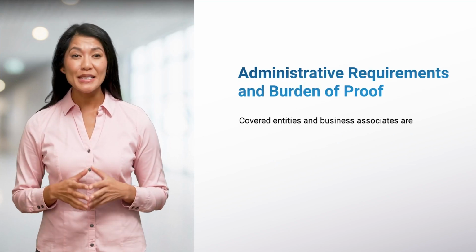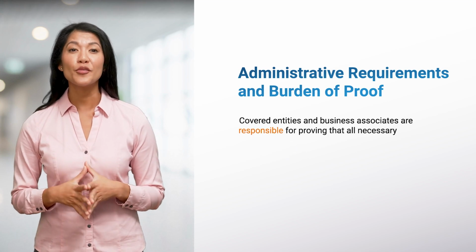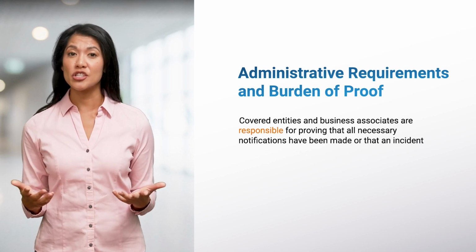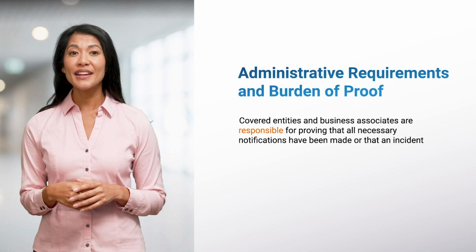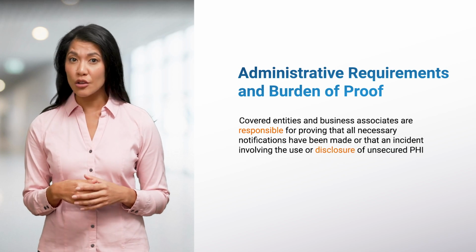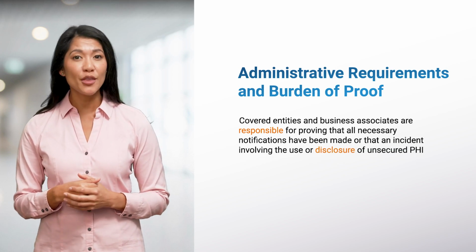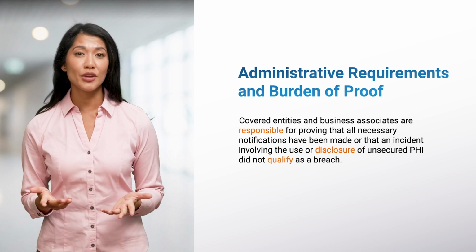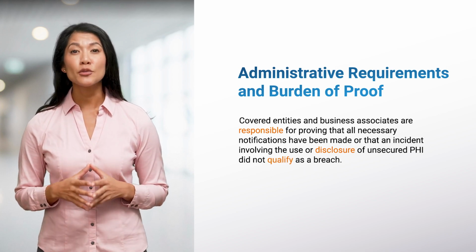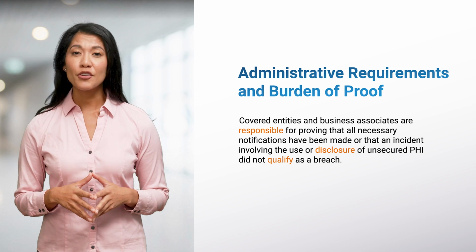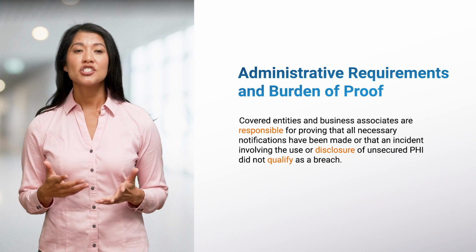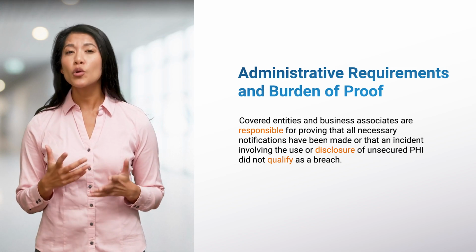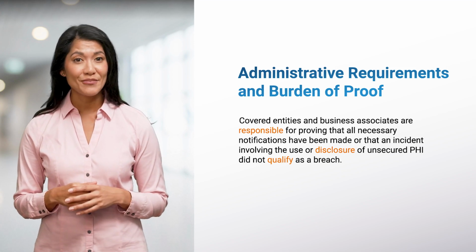Covered entities and business associates are responsible for proving that all necessary notifications have been made, or that an incident involving the use or disclosure of unsecured protected health information did not qualify as a breach. In the case of an impermissible use or disclosure, the covered entity or business associate should keep records confirming that all required notifications were sent.